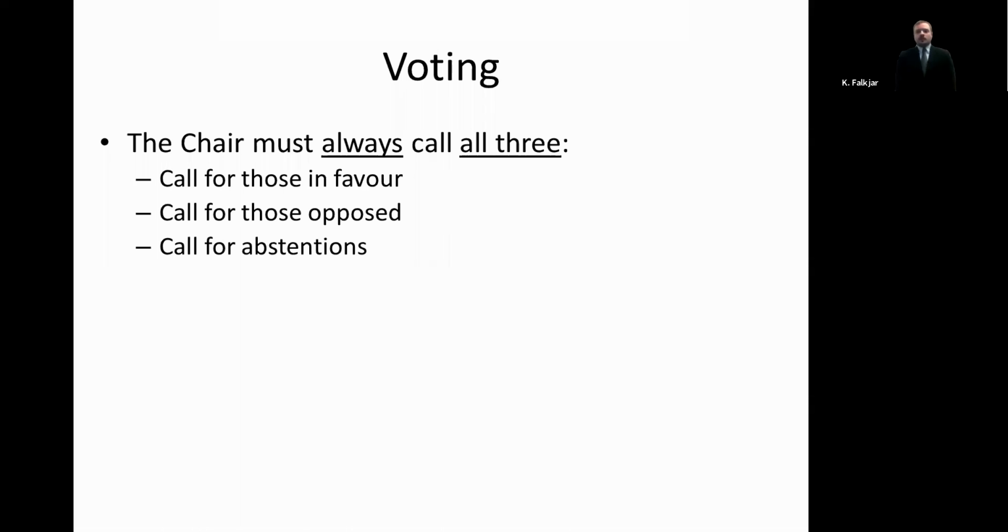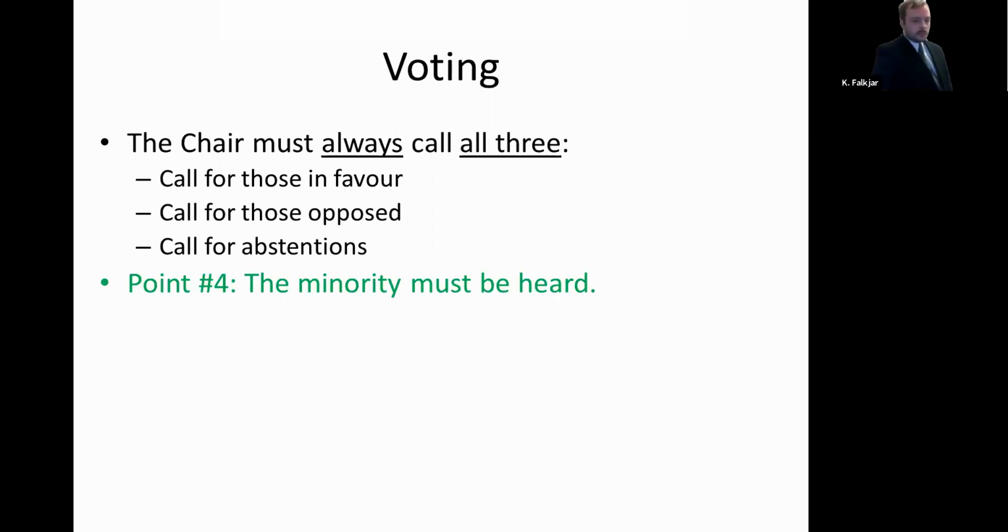A mistake I've seen many meeting chairs make is calling only for those in favor, and if it met the majority threshold, not calling for the opposed and abstentions. While it doesn't impact the vote per se in any way, it does lead to incomplete minutes. This also reinforces point number 4, the minority must be heard.